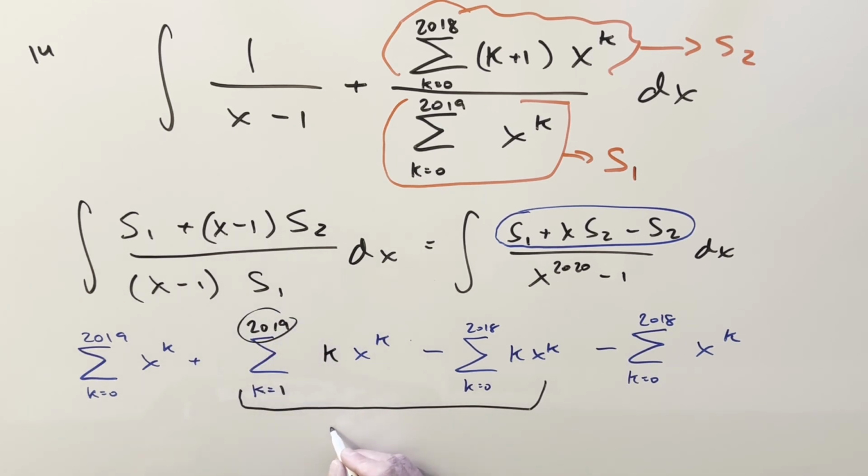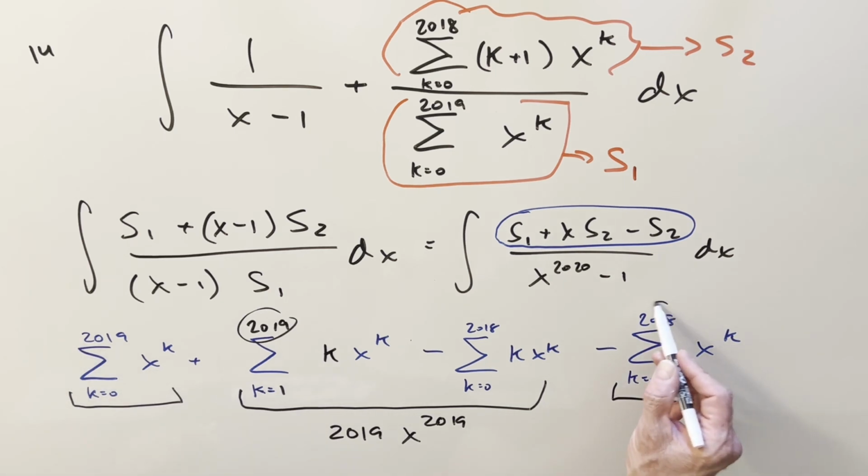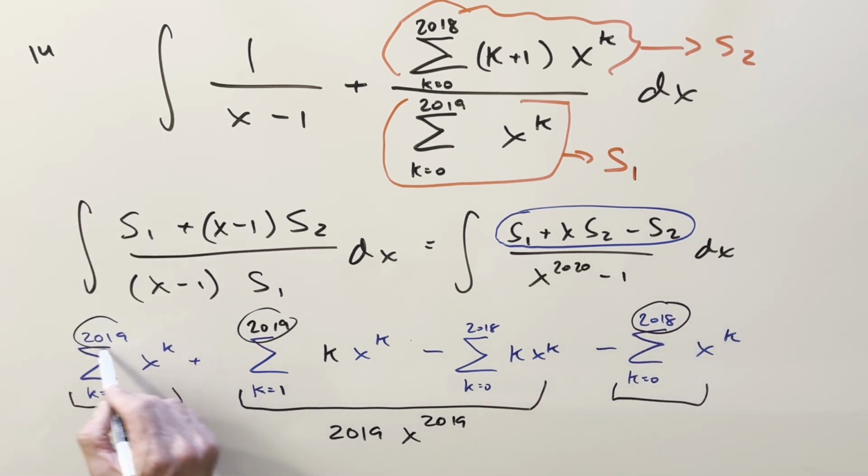So what that's going to produce is just plugging in. Together, this is going to be 2019 x to the 2019. And then we can do the same thing, grouping this one with this one. Same thing, x to the k, geometric series. The only thing is this one goes to 2018, this one goes to 2019. So stripping out a term of this one, what's going to come out of this is x to the 2019.